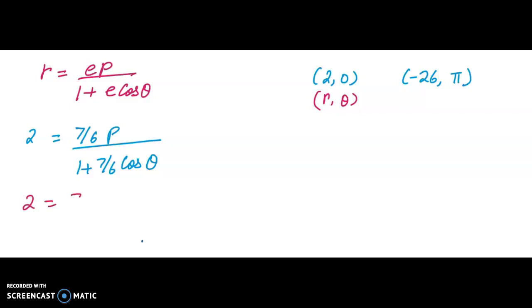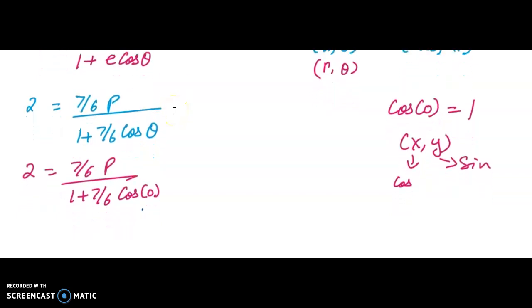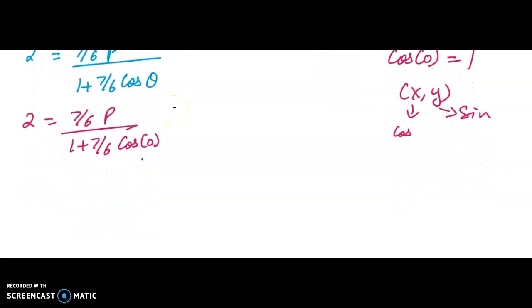So 2 over 7/6 p, 1 plus 7/6 cos 0. And you know that cos 0 on a unit circle is nothing but 1. And cos is always the x value of the coordinate on the unit circle, so this defines the cos and the y defines the sine. Just a mini lesson in between. Now we have everything. Let's rewrite it and solve it.